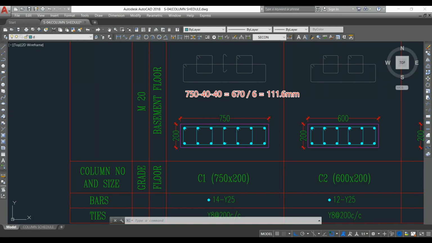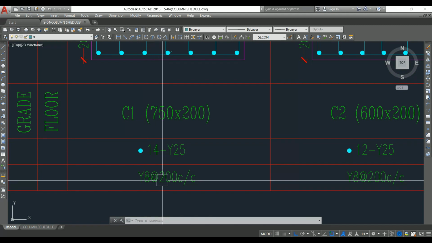That comes around 25 mm. Here we have the diameter of the bar also 25 mm. So theoretically we need to provide this much, but practically we have a practice of providing 75 mm. Here we have 111.6 mm, which is more than sufficient to place the vibrator to vibrate the concrete. So this is how you have to find out the spacing between bars.